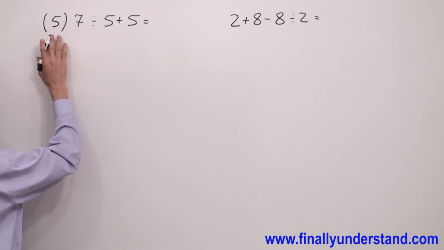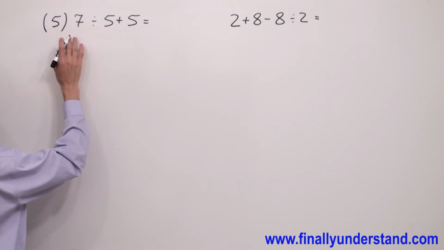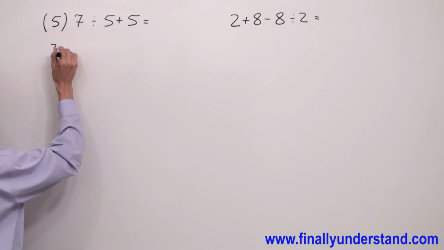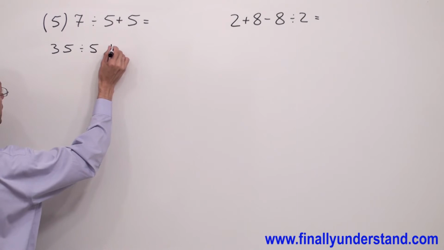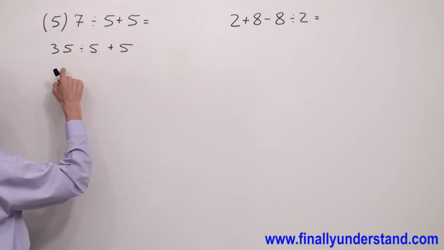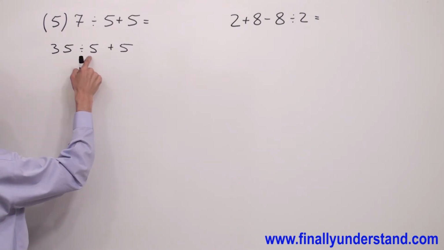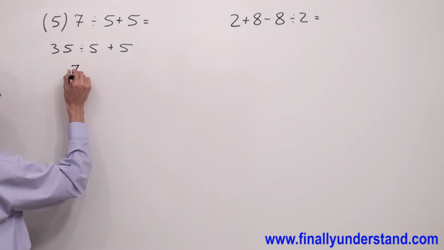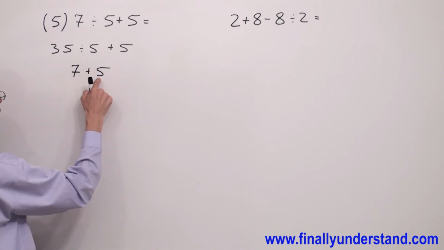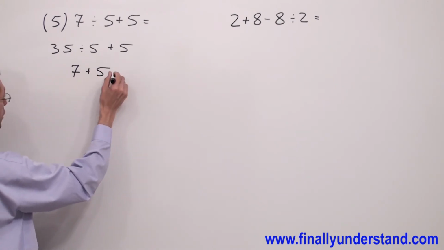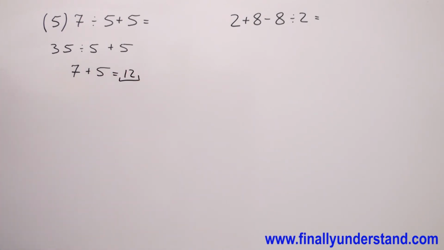So what do I have over here? I have 5 times 7 is equal to 35. Okay, I'm doing everything step by step. Divided by 5 plus 5. Next, I'm supposed to perform the division. 35 divided by 5 is 7, plus 5. 7 plus 5 is equal to 12. Okay, and this is the solution to my problem.